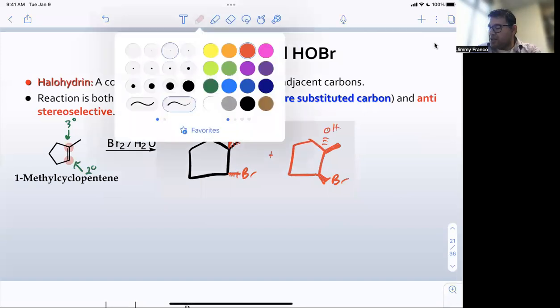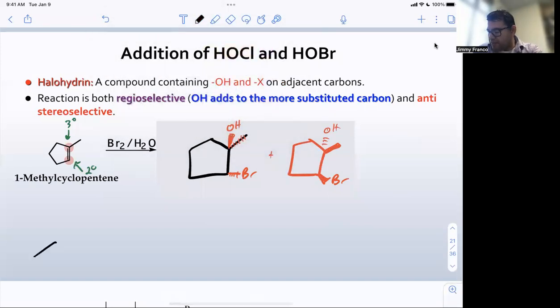I think it'll get easier as we keep practicing. Let's try one more. We'll do chlorine in the presence of water. Same idea as we did above. Give it a try, and then we'll do it together.